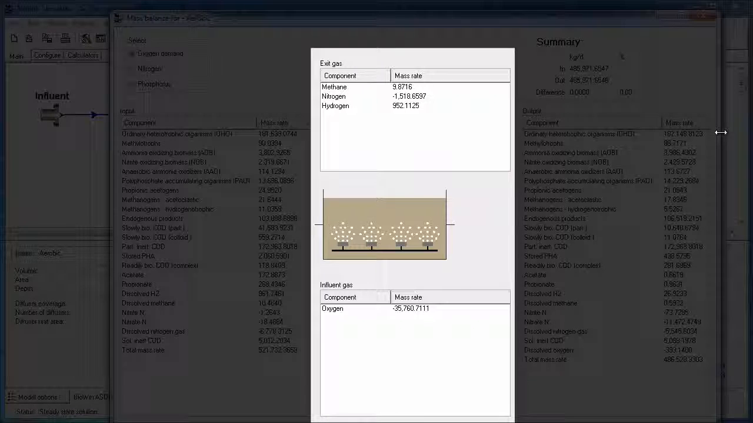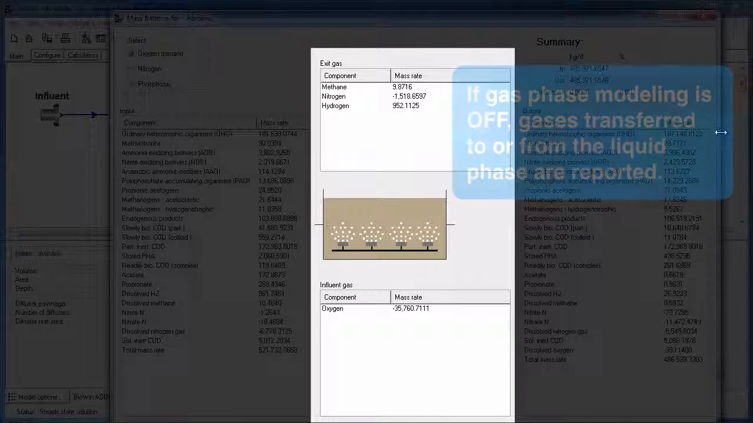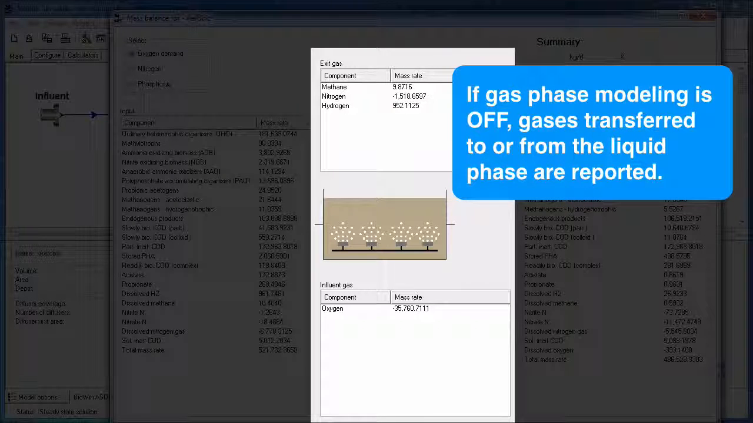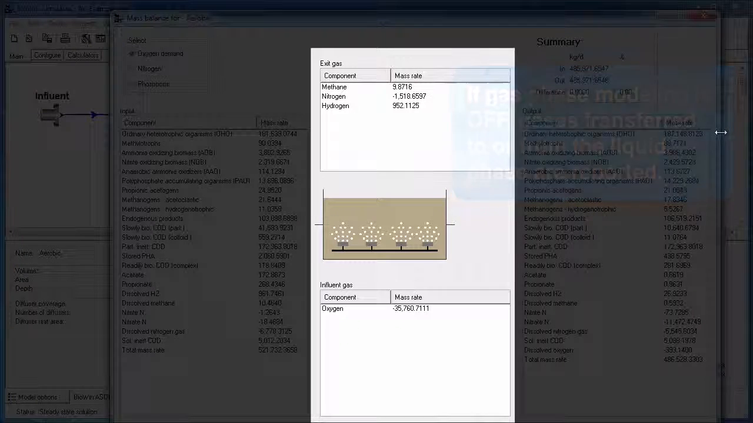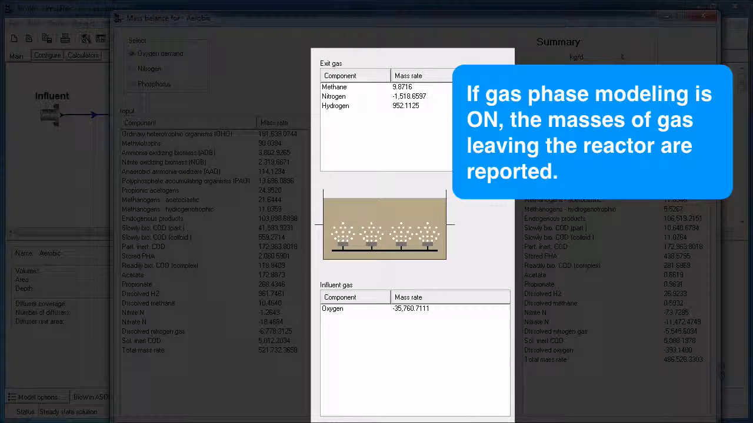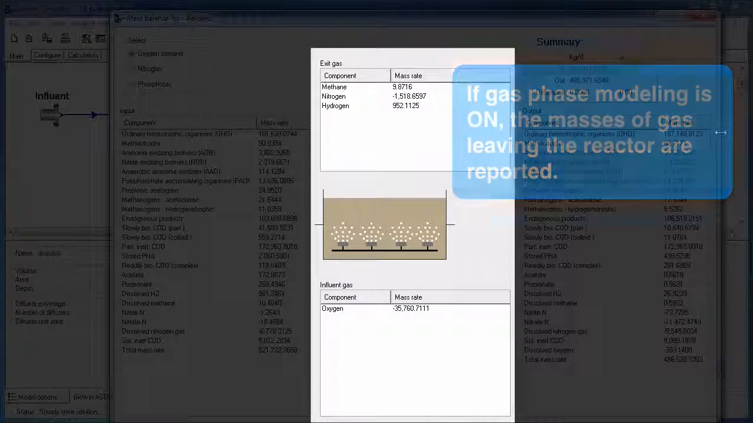The gas phase is represented by the list boxes above and below the graphic. If the gas phase is not modeled, then BioWin reports the amount of gas transferred to or from the liquid phase, rather than the actual gases that are stripped from the liquid phase. If gas phase modeling is on, then BioWin reports masses from the gas leaving the element. For a bioreactor, the mass of gas leaving from the surface of the liquid is reported, while for an anaerobic digester, the mass of gas leaving from the exit gas is reported.